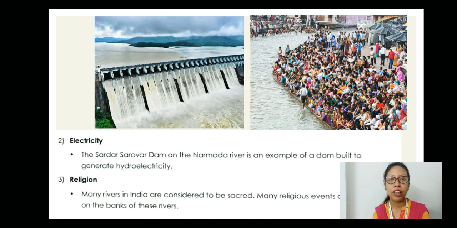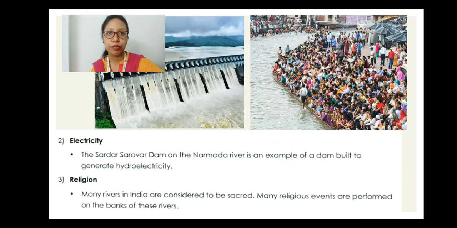Then the next is religion. Many rivers in India are considered to be sacred. Many religious events are performed on the banks of these rivers, especially the Ganga. Then we have the Brahmaputra as well, right? Now this is the picture. The second picture is of Haridwar, where people take a bath. They do all the rituals and everything. Even in Assam, in the last few years, we have Namami Brahmaputra, right? Where they do pujas and pray for the sacred Brahmaputra. So this is how in India we consider these rivers to be very sacred, religious and spiritual.